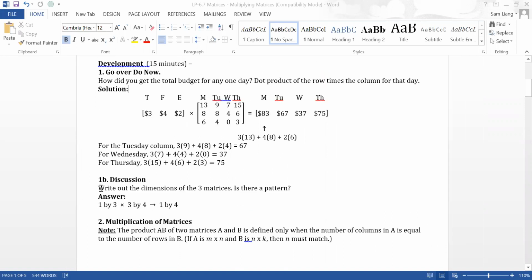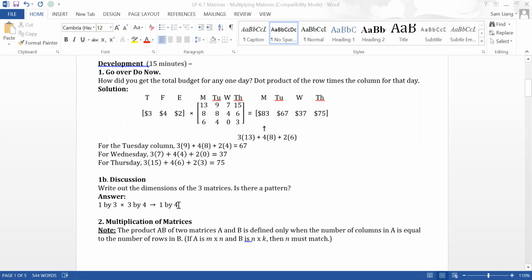I want you to write out the dimensions of the three matrices, and you should notice a pattern. So this first matrix is one row by 3 columns, right? So that's 1 by 3. And then the second matrix here, Monday, Tuesday, Wednesday, Thursday, has 3 rows and 4 columns. So we would say this is 3 by 4. And then the last matrix, the product matrix, has 1 row and 4 columns.